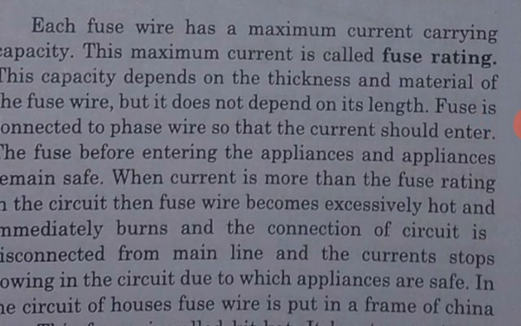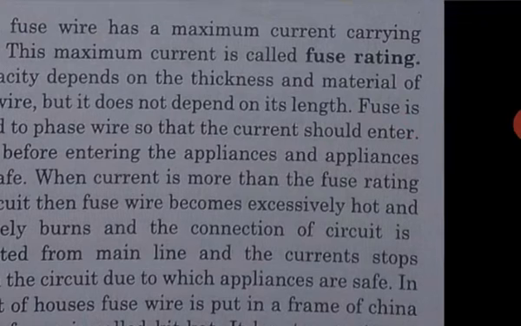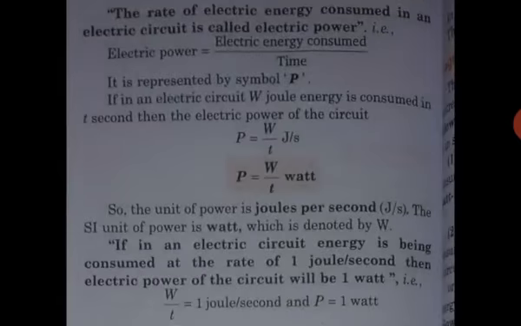However, when the current is increased largely, fuse wires melt and disconnect the circuit. The thickness of the wire is different in different fuses. Generally, an alloy of lead and tin is used as the material of the fuse wire.